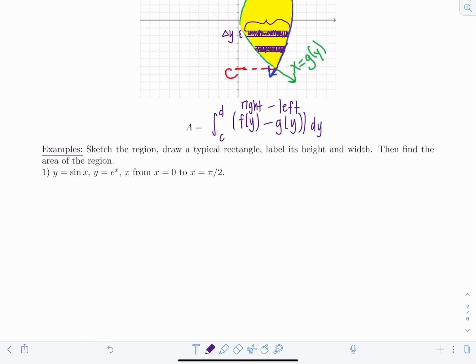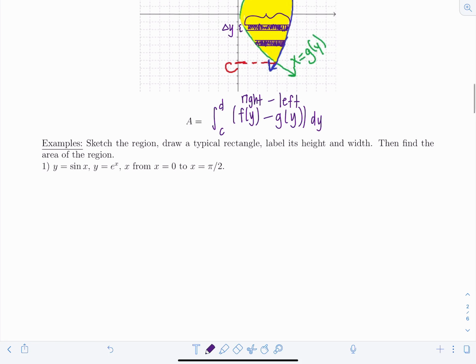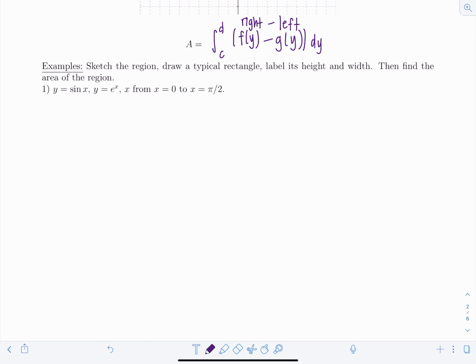So we have y equals sine x, y equals e to the x, and they're specifically already telling us that they only want the area between the curves on the interval from x equals 0 to x equals pi over 2. Okay, so let's just set up a little table before we graph, so I have an idea of what everything's going to look like. I mean, I know what e to the x and sine x look like. You should. But let's make a very nice specific graph.